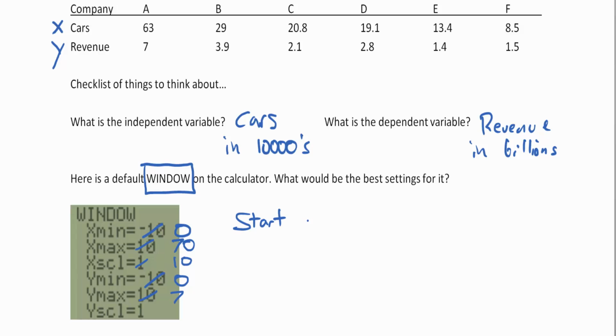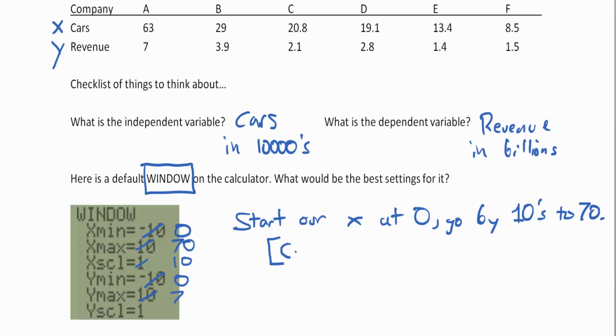We're going to start our x at 0, go by tens to 70. Now, what I want to do is introduce the interval notation. By using brackets, this shows us that our domain, or our x values, are going to go between 0 and 70. So we can do the same thing for the y.